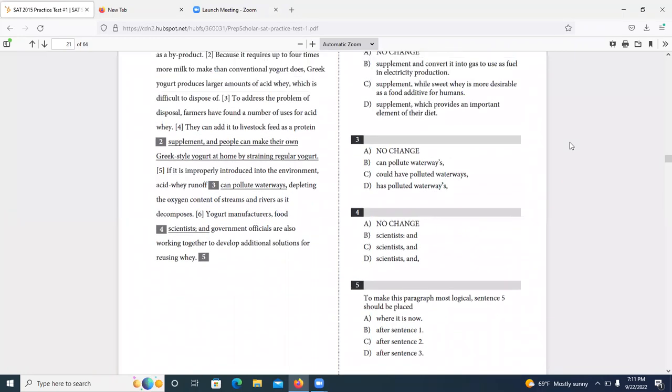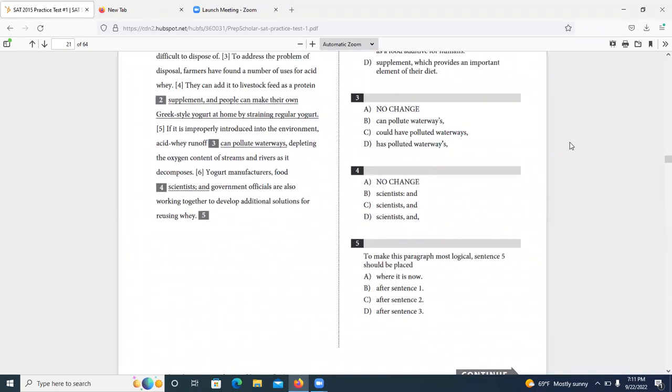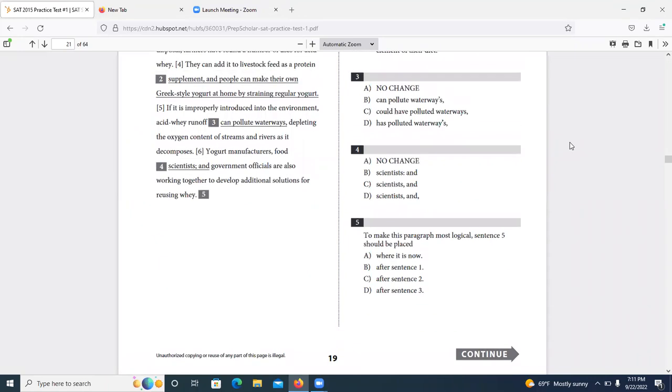We're going to do a couple more questions off the SAT writing. I'm going to show you guys how to do this. So we did 1 and 2 last week. Let's do a couple more today.